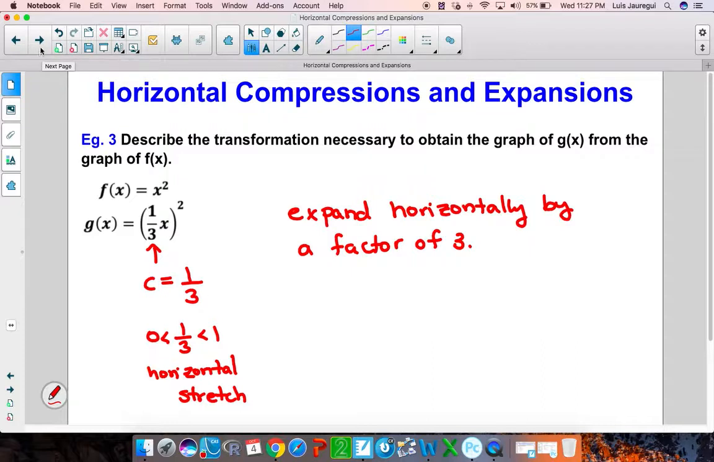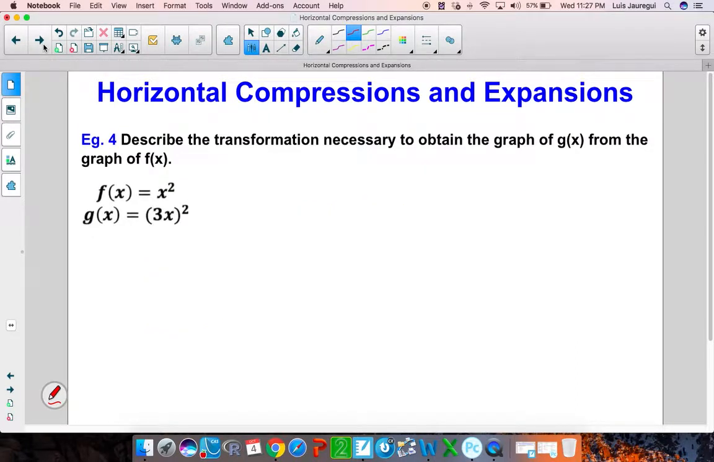Let's go to the next and last example. Example 4. Describe the transformation necessary to obtain the graph of g of x from the graph of f of x. In this case, again, f of x is x squared. G of x is defined as (3x) quantity squared. In this case, let's go ahead and identify our constant here. So we have c is equal to 3. Notice that this is greater than 1. Since the action is taking place inside of the parentheses, this is what we refer to as a horizontal shrink.